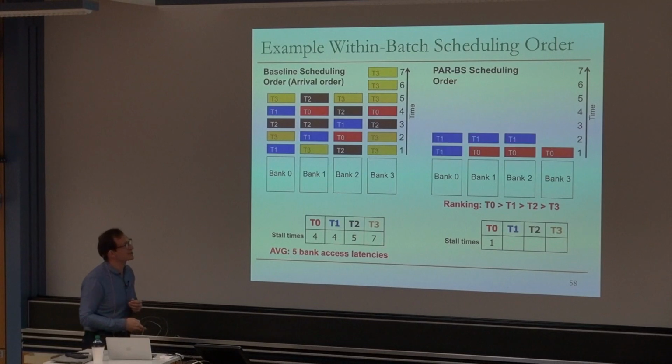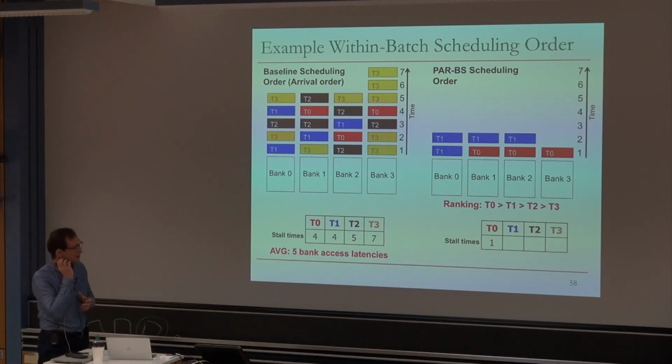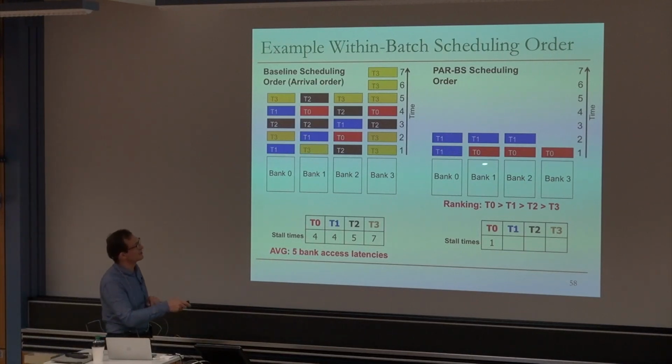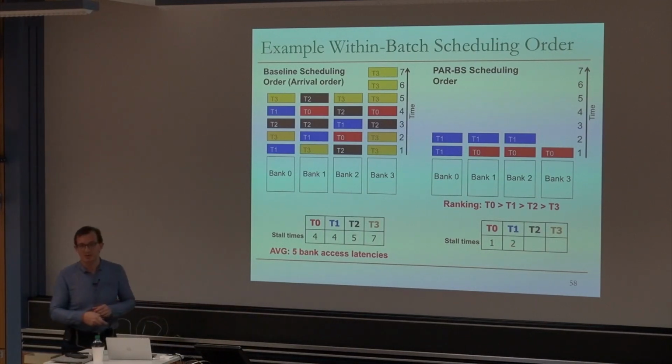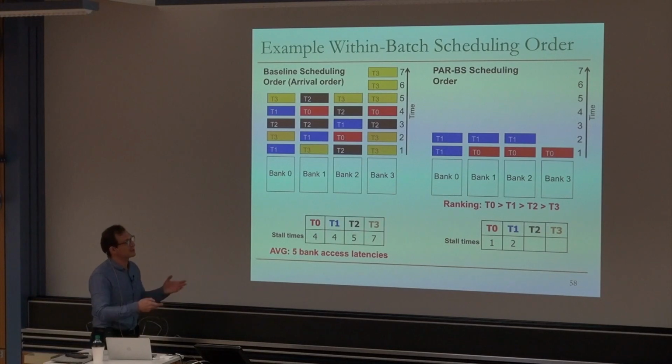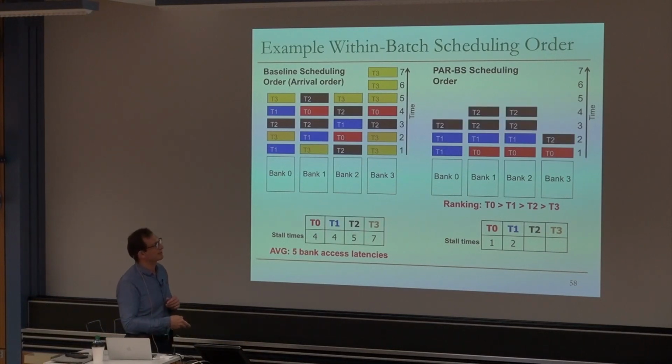Then T1's requests are prioritized over T2, which means that T1's requests are scheduled like this. It's like forming a Tetris, because in the first time unit, T0 doesn't have a request to bank 0, T1 has a request to bank 0. As a result, it's prioritized, right? And T1's last request is serviced after 2 time units. As a result, its stall time is 2. Then T2's requests are prioritized over T3, and its requests fall into this Tetris thing, like this.